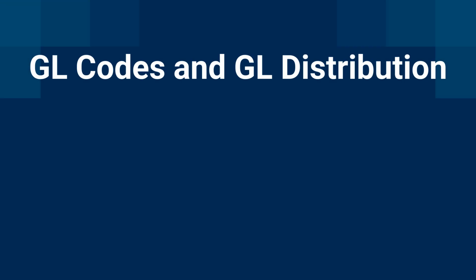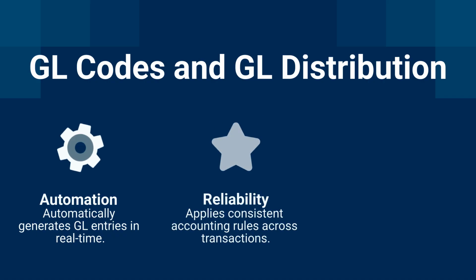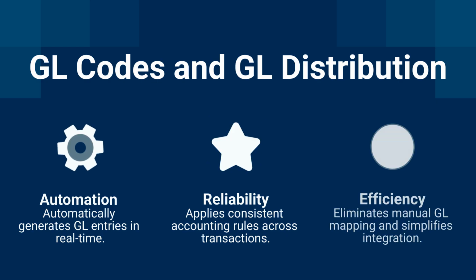GL codes and real-time GL distribution remove manual effort from the accounting process. Once configured, account receivable activity is automatically translated into GL-ready entries as transactions occur. With reliable accounting logic built in, transactions are handled consistently, regardless of user or timing. The result is an efficient workflow, letting finance focus on accurate reviews, not corrections.